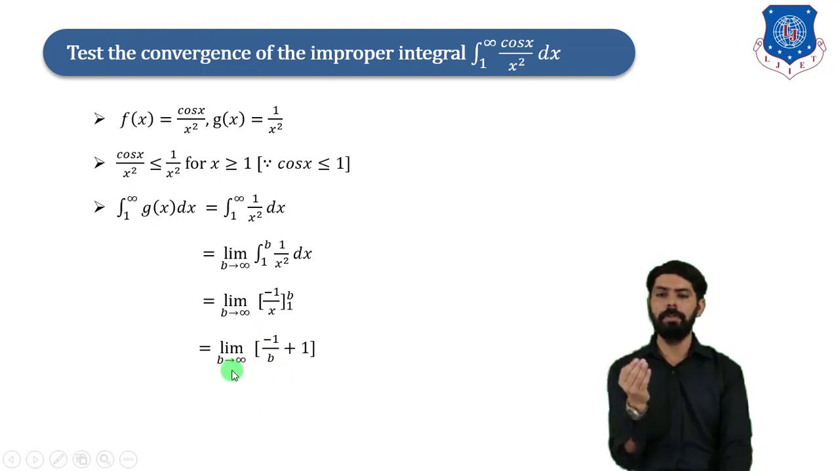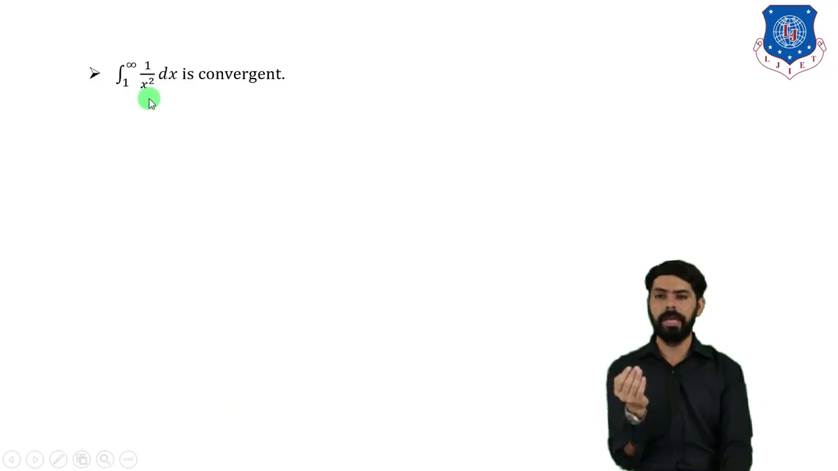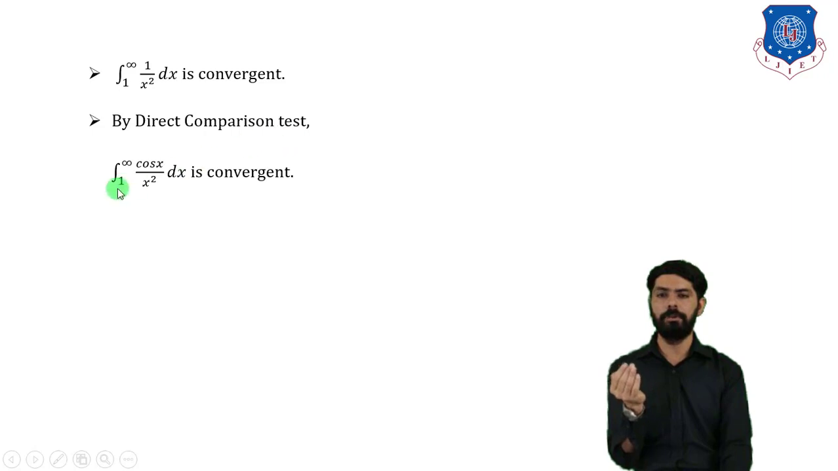Now we will replace b by infinite. So here 1 upon infinite will be 0. So here 1 minus 0 will be 1, which is finite. Therefore, we can say that integration from 1 to infinite 1 divided by x square dx is convergent. Therefore, by direct comparison test, integration from 1 to infinite cos x divided by x square dx is also convergent.